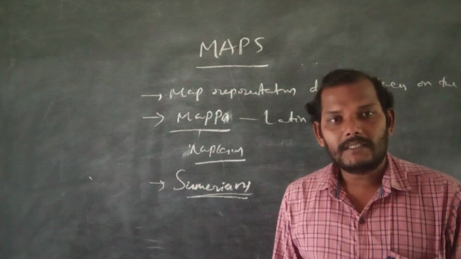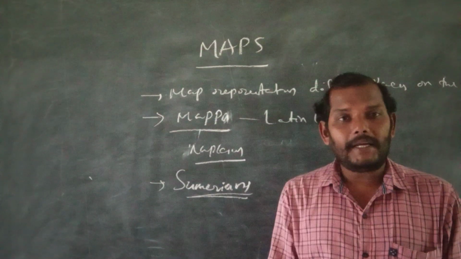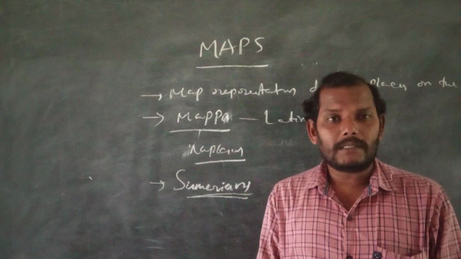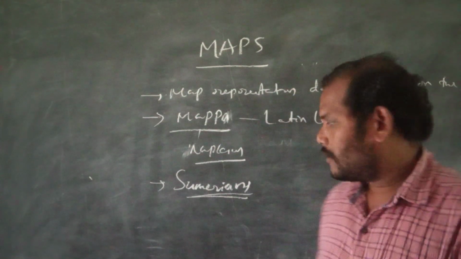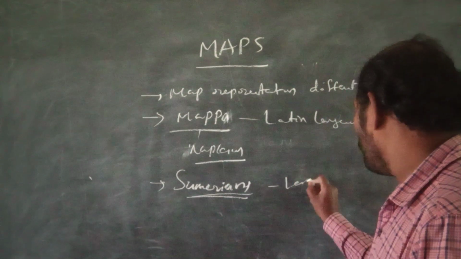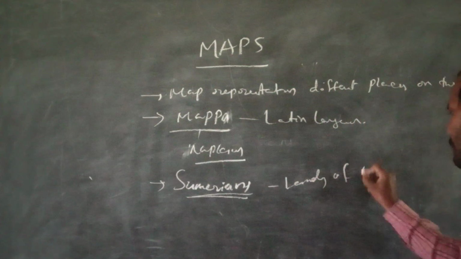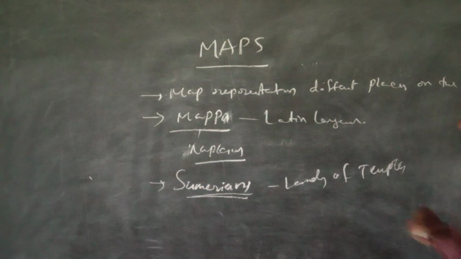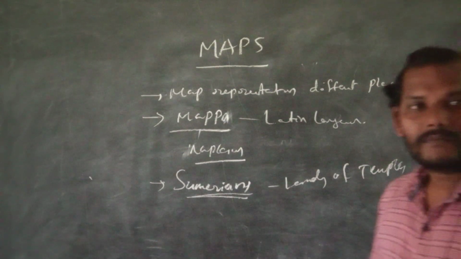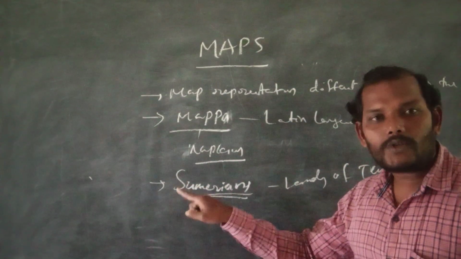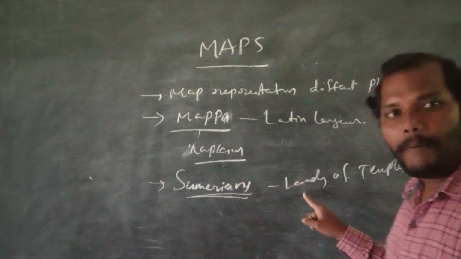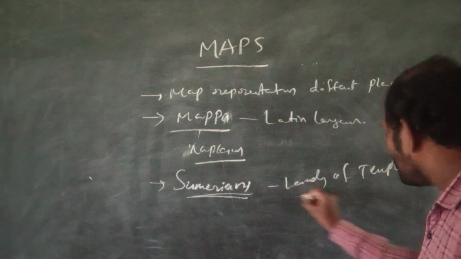Which maps? They prepared the maps to locate the lands of the temples. Who first prepared the map? Sumerians. They prepared the maps for the lands of temples.